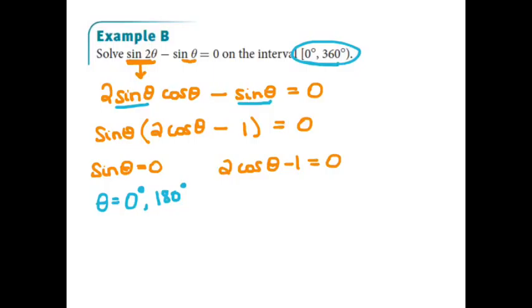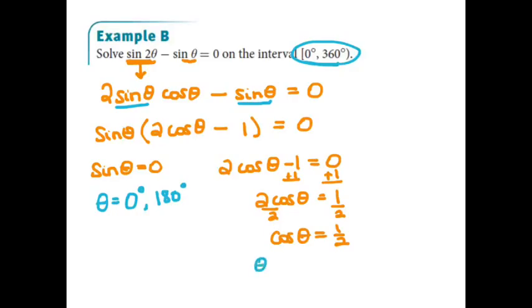Now our other equation, we need to solve for cosine theta. So I'm going to add 1 to both sides. 2 cosine theta is equal to 1. And then divide by 2. And we get cosine theta equals 1/2.